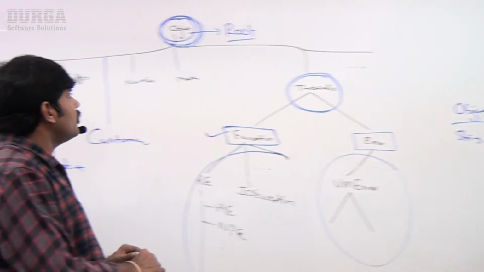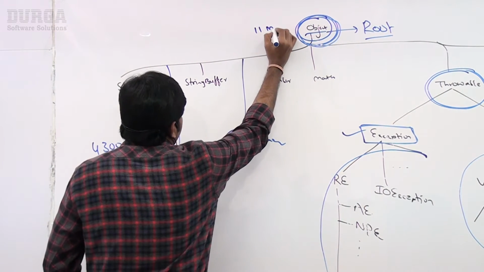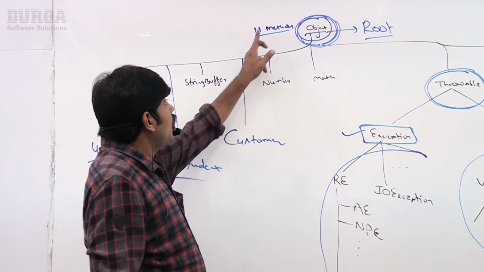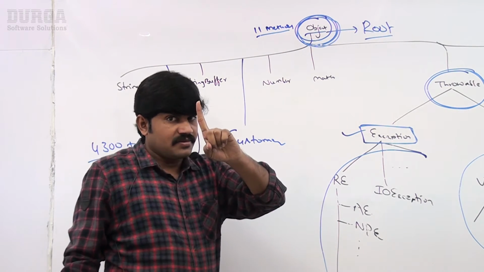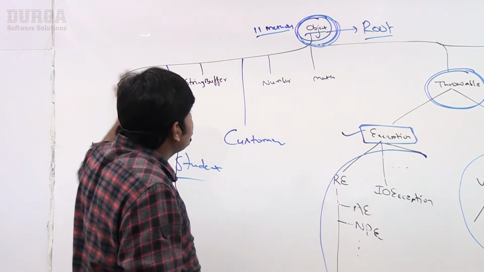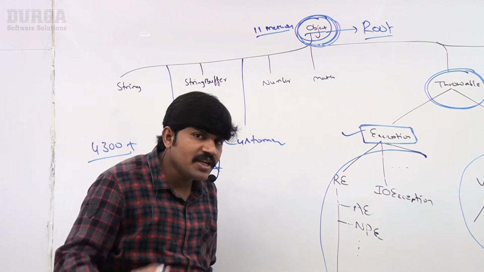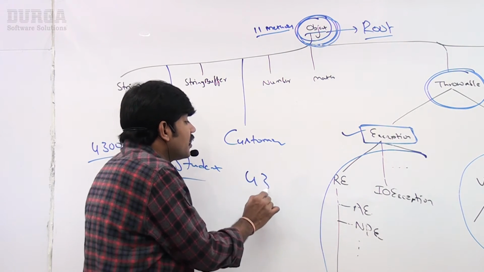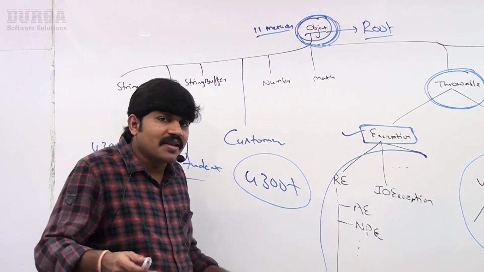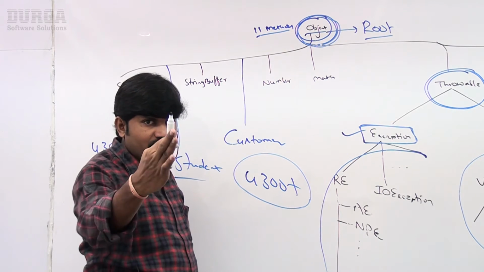Just observe, do you know how many methods there are inside the Object class? 11 methods are there. These 11 methods, how many times do I have to write? Only once, in the Object class. Automatically, for all Java classes, we are not required to rewrite them, they are by default available. How many Java classes are there? 4,300 plus predefined classes. So 4,300 plus times we can use the already existing methods. We are not required to rewrite.